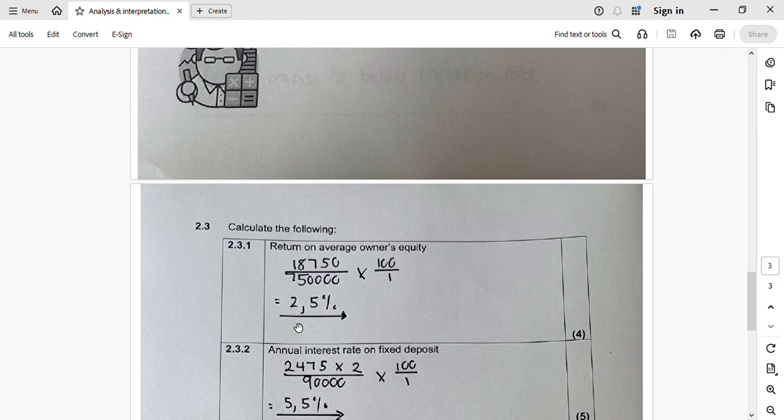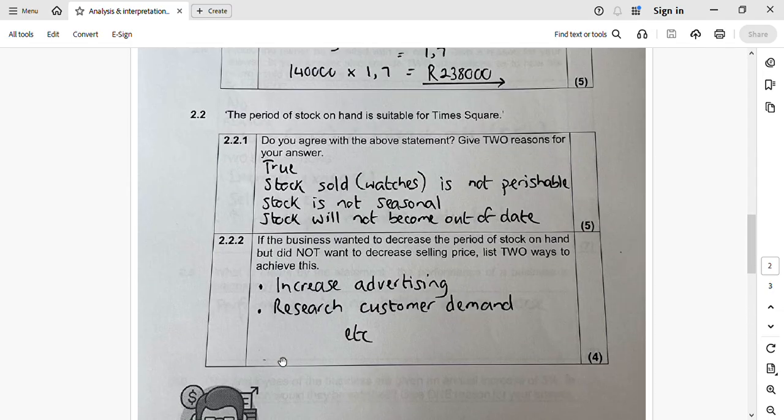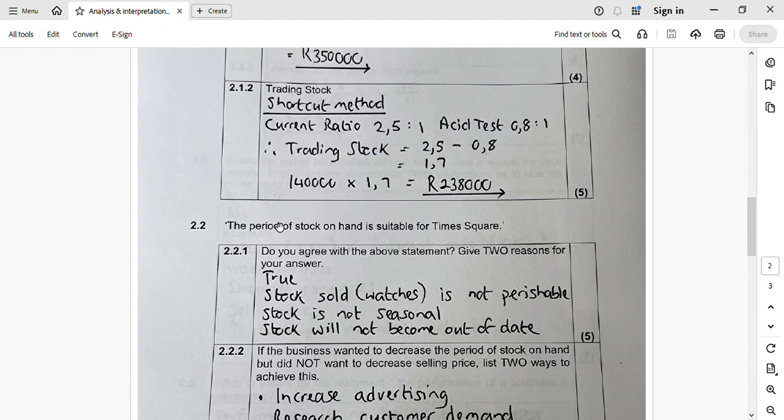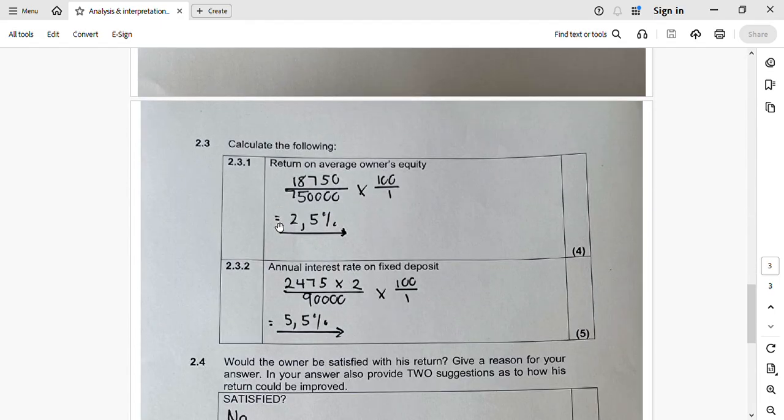Then they ask you to calculate the annual interest rate on the fixed deposit. If you look here, they tell you that the interest on fixed deposit for 6 months is 2,475. We want the annual rate, so you need to times this by 2 and then use your fixed deposit of 90,000. So the interest times 2 divided by the 90,000 as a percentage, and you get 5.5%.